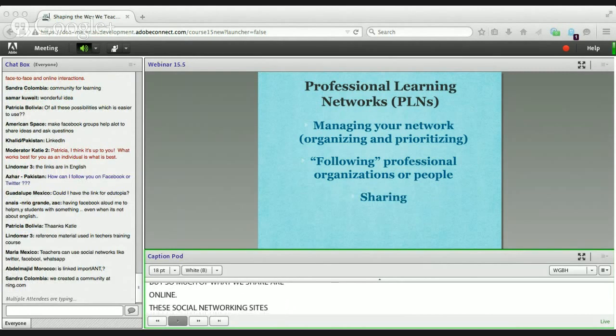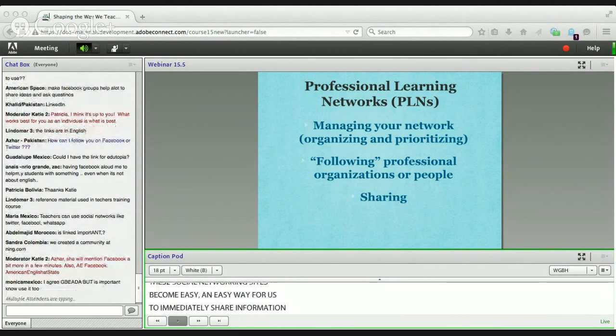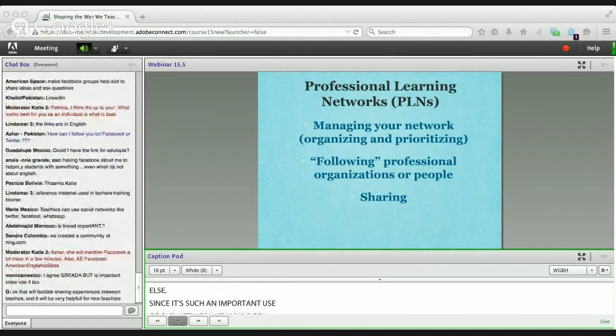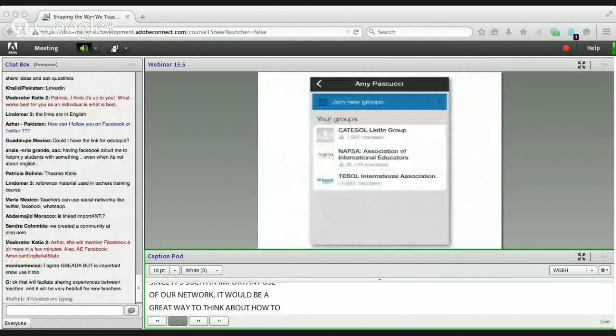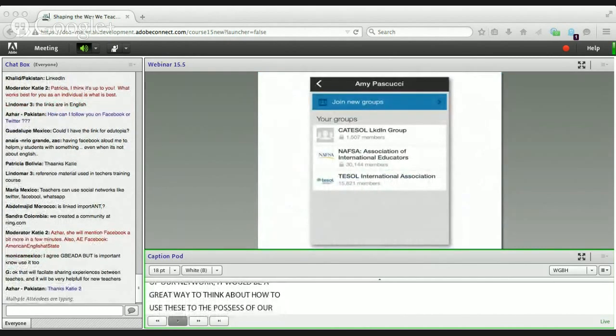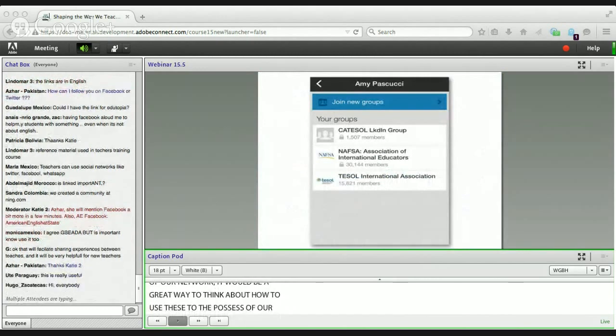Since this is such an important use of our network, it is a great way to think about how to use these to the best of our ability. So I'm going to share with you some different social networking options. You may be familiar with them, you may not be. Again, this is where not getting overwhelmed and exploring things can come in.